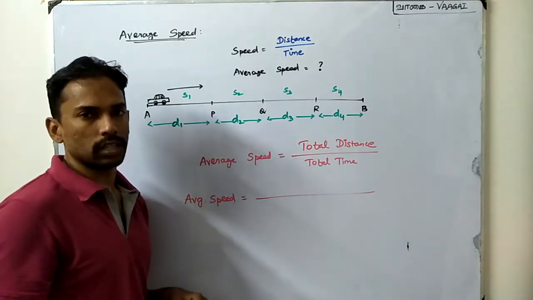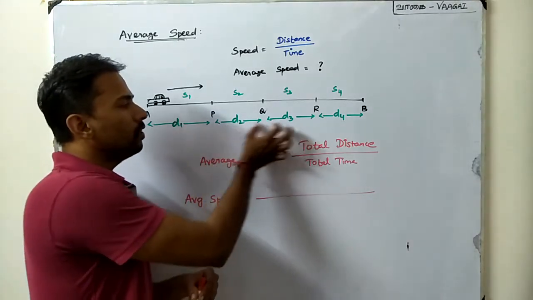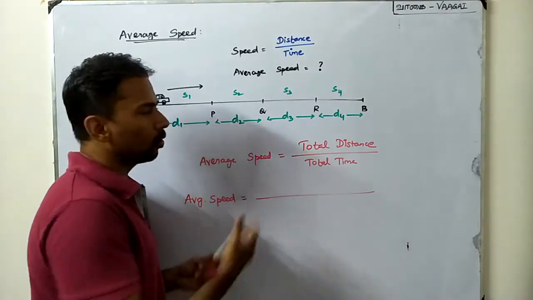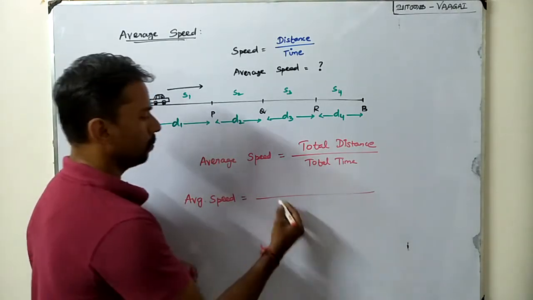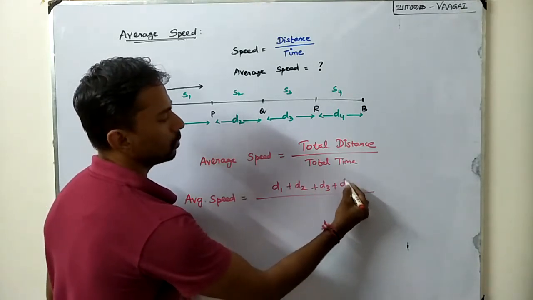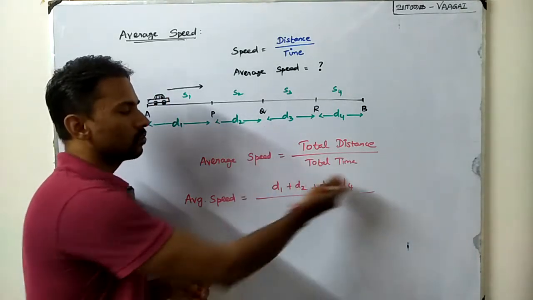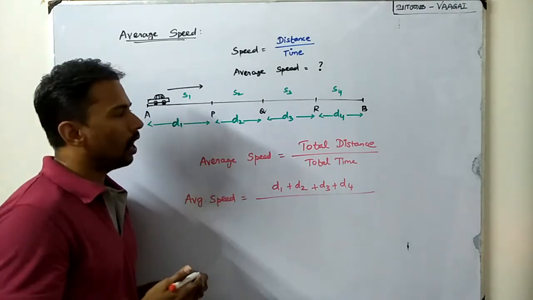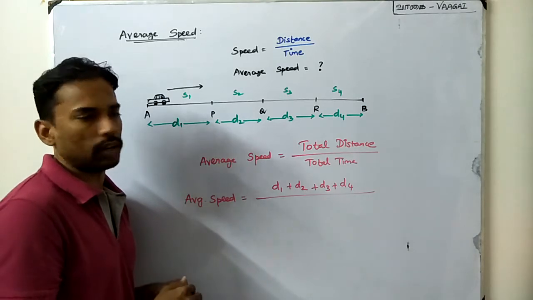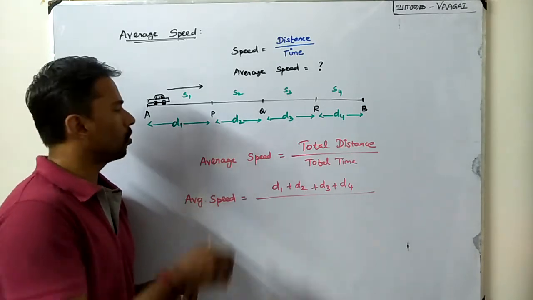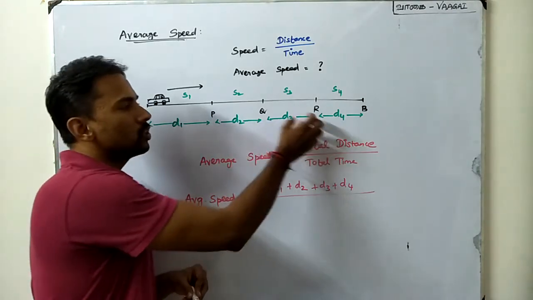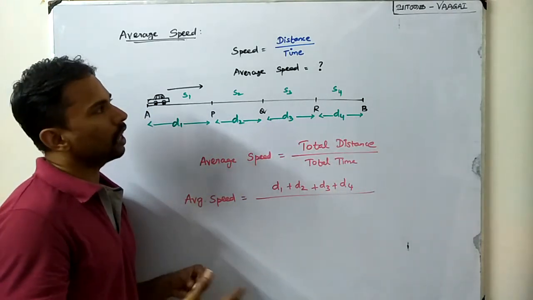We need the total distance, right? We already have the individual parts, how much distance is in each case. To find the total distance, we can simply add all the values: D1 plus D2 plus D3 plus D4. This will give the total distance from A to B. Again, now we have to calculate the total time taken. How can we calculate the total time? It is again going to be easy, because there are 4 different parts, right? We can calculate the time individually for each part. How can we calculate the time?